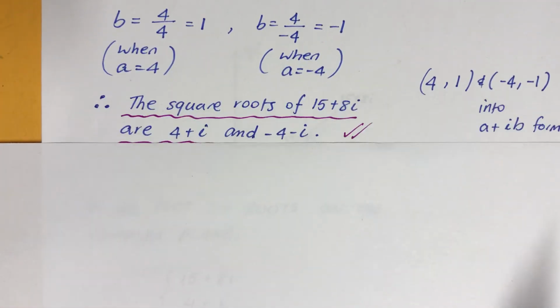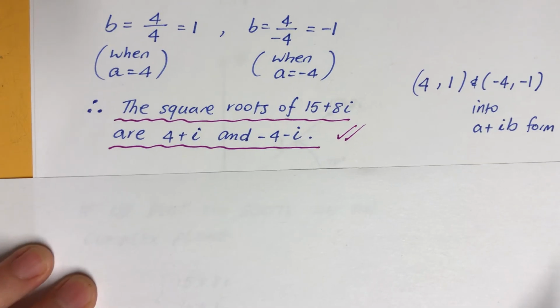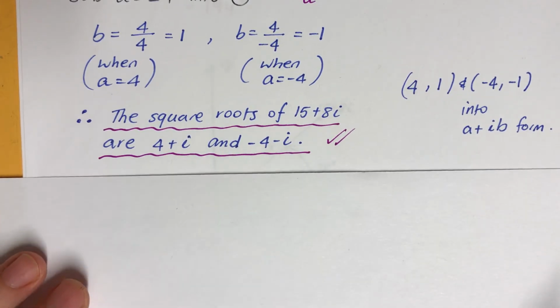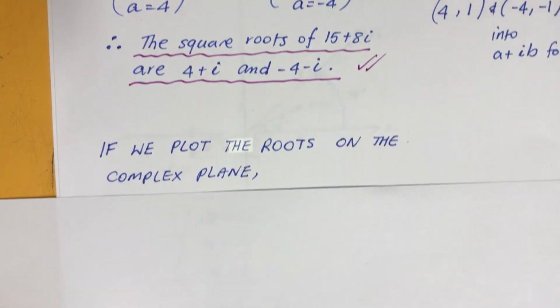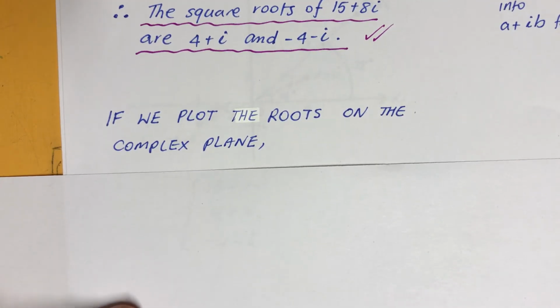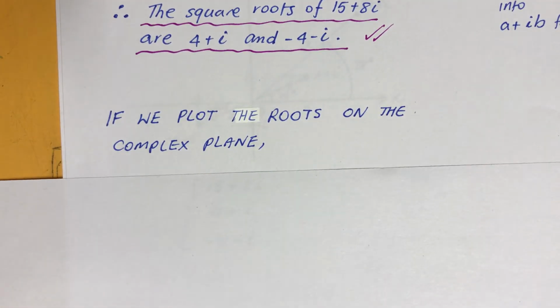So if I do that, my full solution will be the square roots of 15 plus 8i are 4 plus i and minus 4 minus i. Now, I've got to do a little bit more extra here. There's a bit more of that.